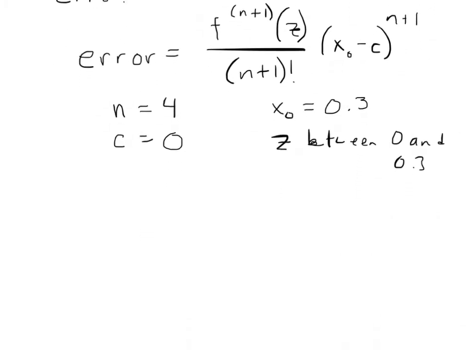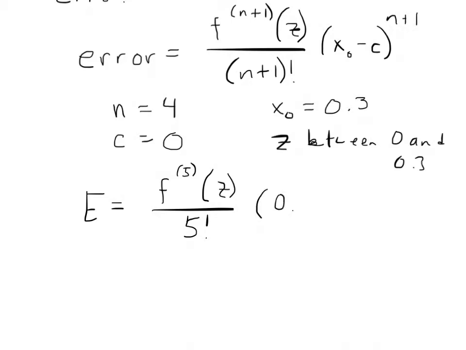So now that I have all of that information figured out, I basically start plugging stuff in. Right? My error is going to be equal to the 5th derivative of the function at z over 5 factorial times 0.3 minus 0 to the 5th power.